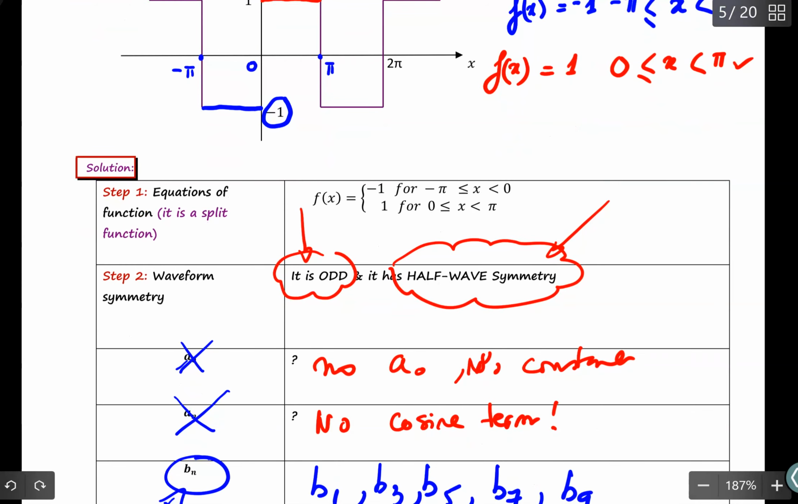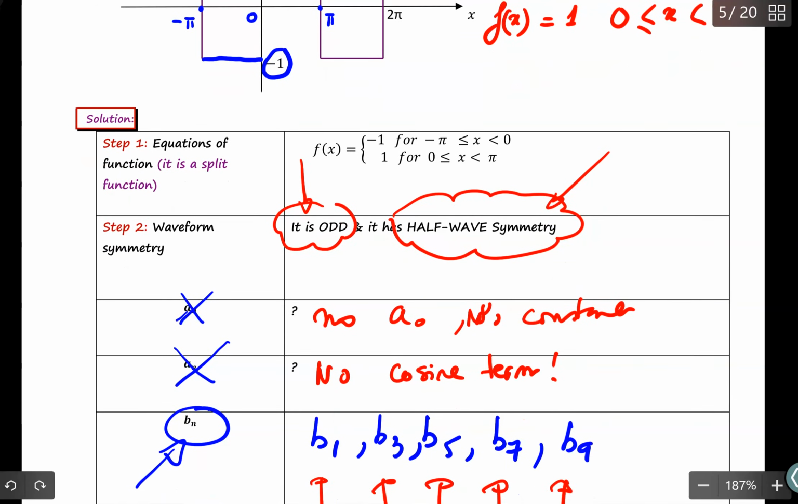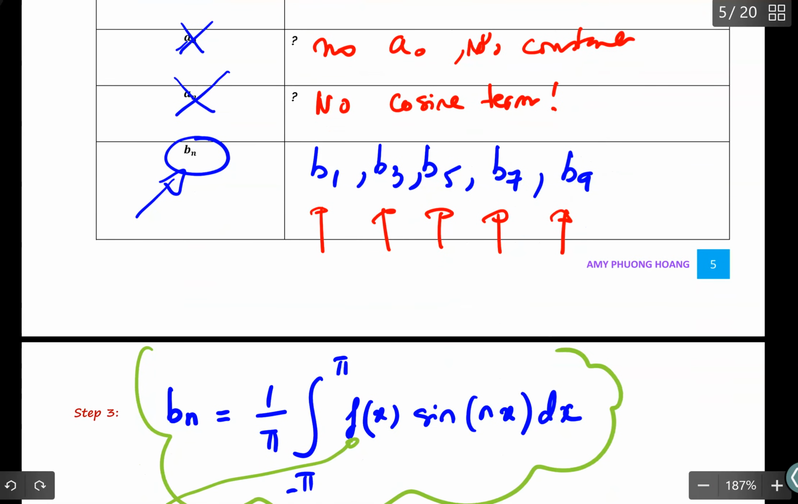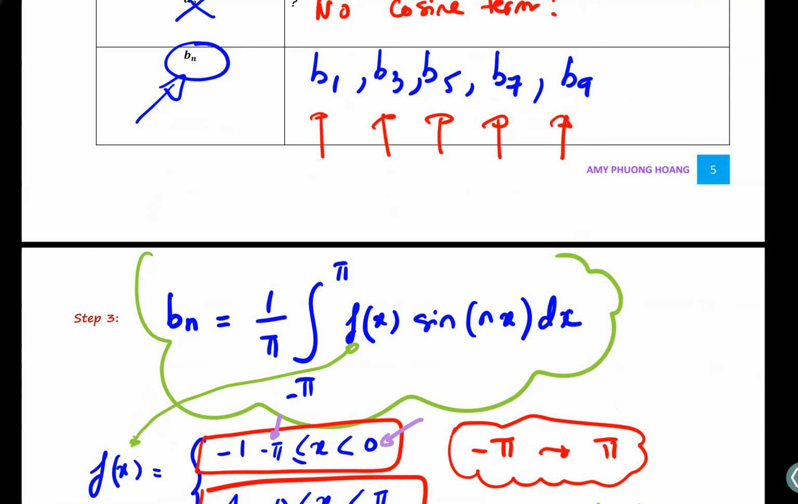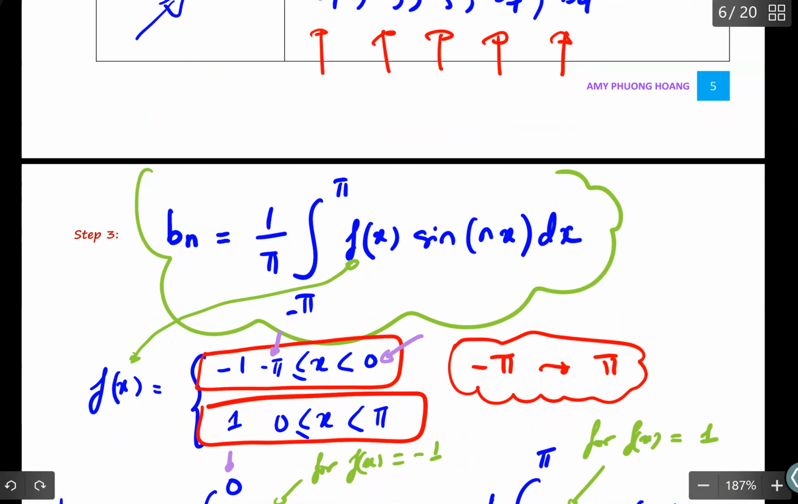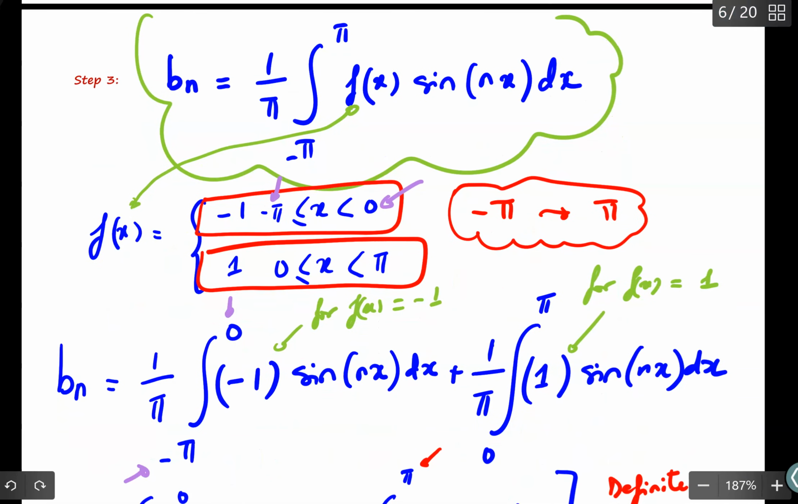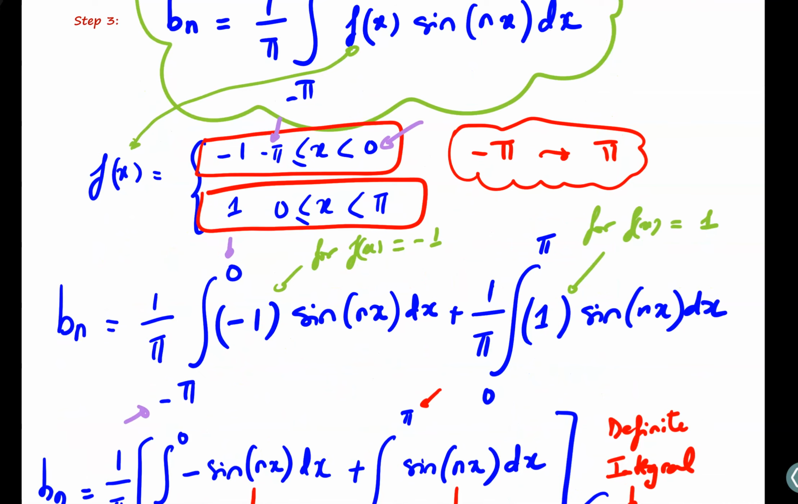When the function is odd, you don't have a constant term and you don't have a cosine term, you only have the b term, which in this case is bn. And because of halfway symmetry, you can only have the odd harmonics, so you can only have the odd coefficients b. To calculate this, we use the formula bn equal to 1/pi times the integral from -pi to pi of the function f(x) sine nx dx. Because it's a split function, you have the sum of these two integrals.